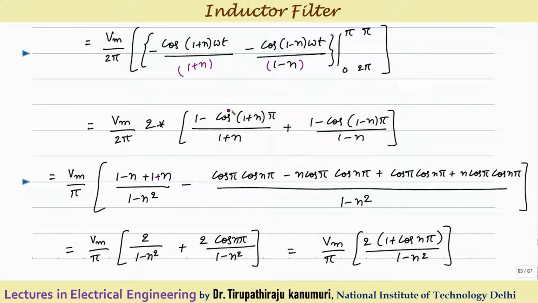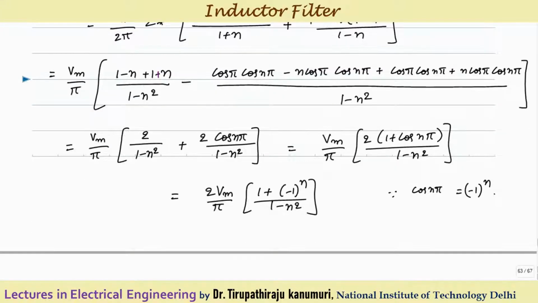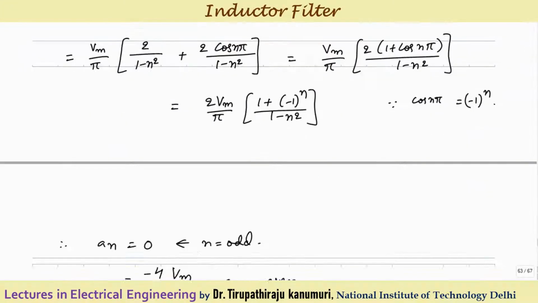So the remaining term is cos A plus B, which I can write as cos A cos B minus sin A sin B. In that form I have just expanded the things. Getting it? So now I am proceeding further. When you simplify it, you will get the equation in this form: 2V maximum by pi into 1 plus minus 1 whole to the power of n divided by 1 minus n square. How did this minus 1 to the power of n come? Because we know that cos n pi is nothing but minus 1 whole to the power of n.